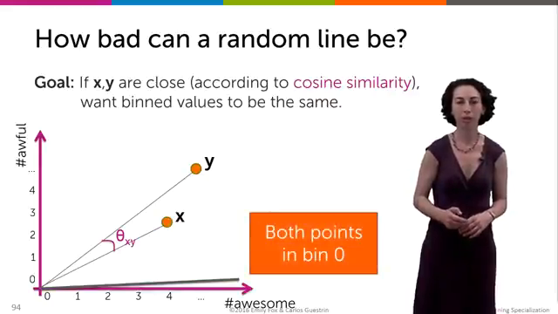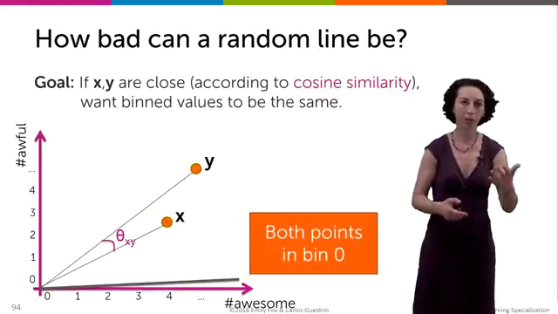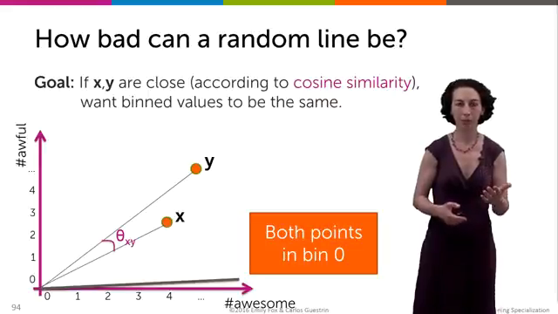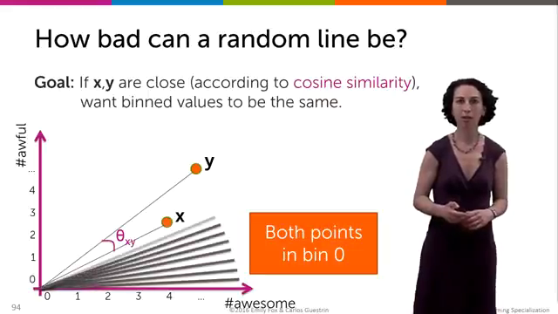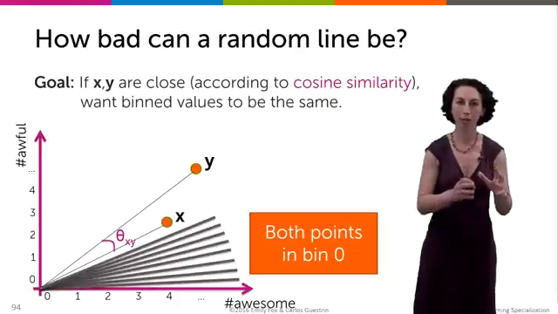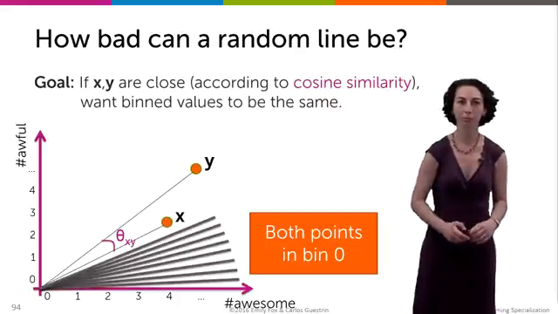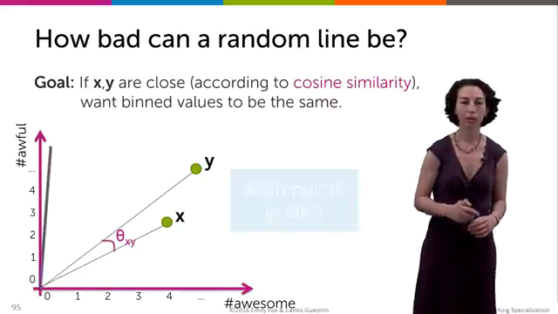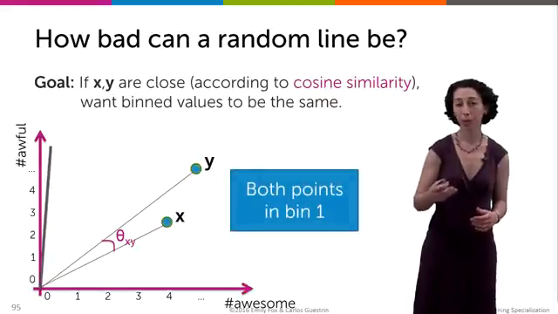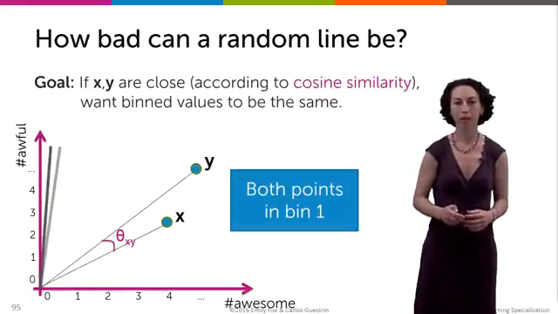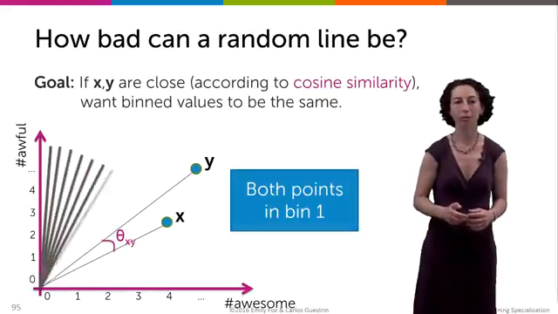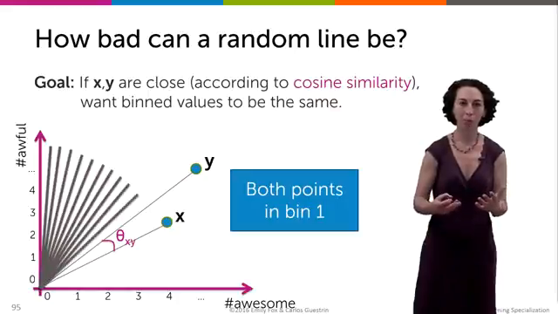So here's one line, and this line happens to put both x and y into bin 0, because the score of both of the points is less than 0. Here's another line, and another, and here's a whole bunch of lines that all place x and y into the same bin, bin 0. Well, here's a line that places both x and y into bin 1, since both of their scores are greater than 0. And here's a whole bunch of lines that all place x and y into the same bin, bin 1.